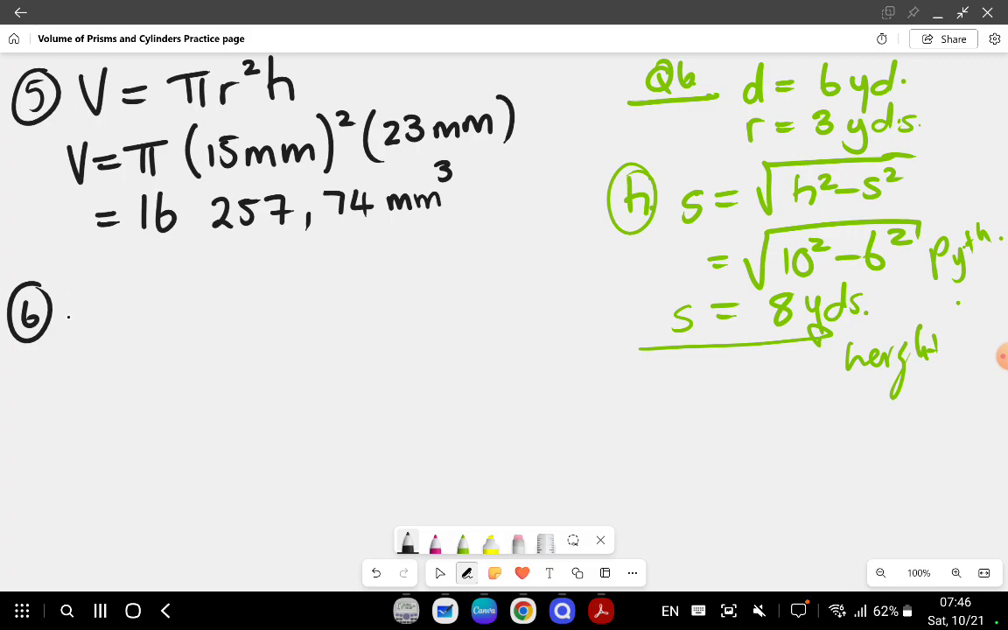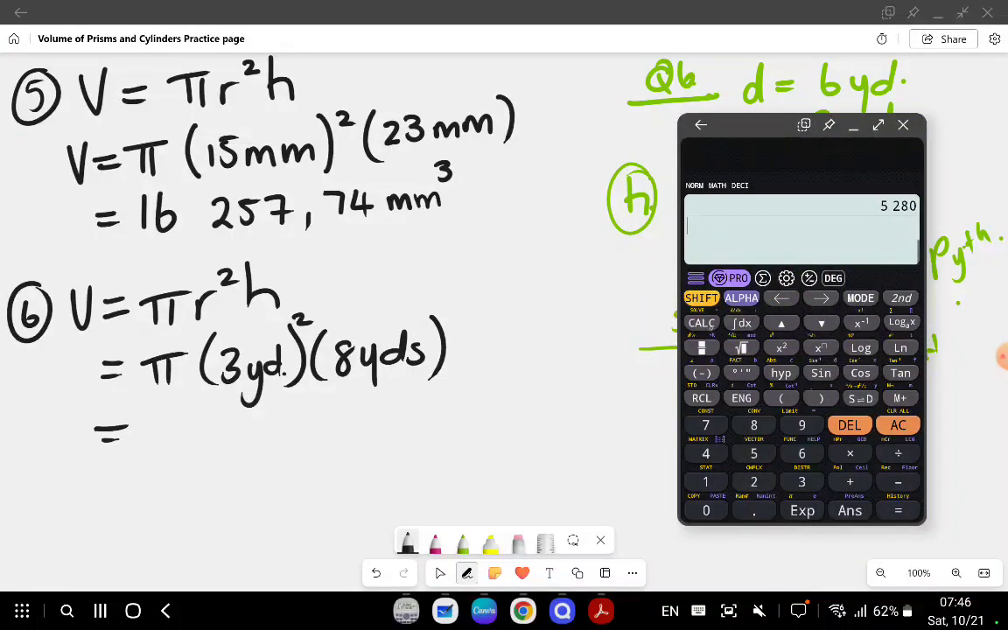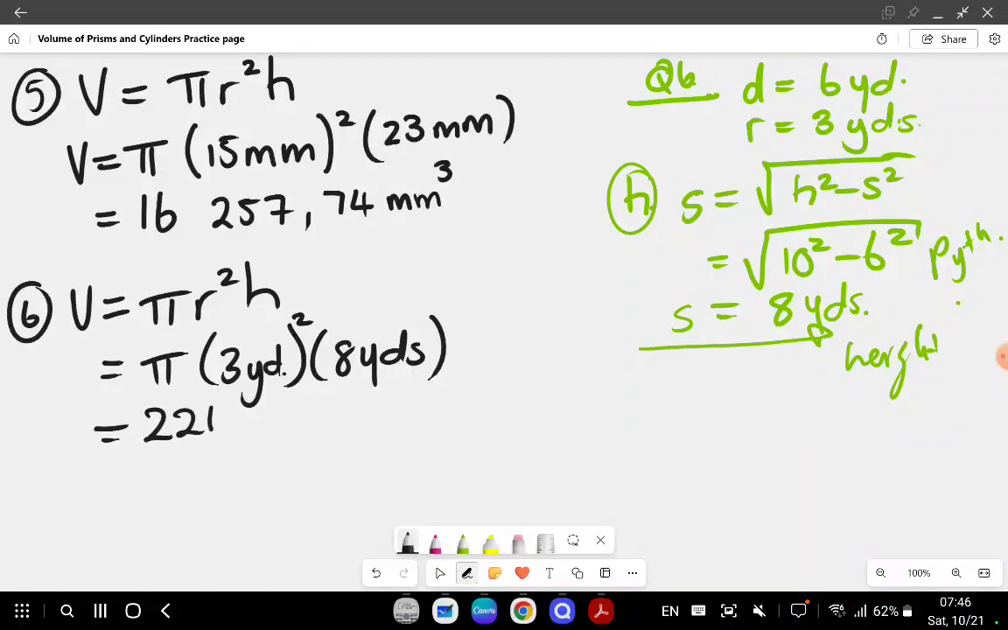Okay, so now I can do this. Volume is equal to pi r squared h. And that is equal to pi. My r is 3 yards, and I'm going to square that. And my h is equal to 8 yards. And that gives me pi times 3 squared times 8, 226.19. 226.19 yards cubed, not squared, cubed.